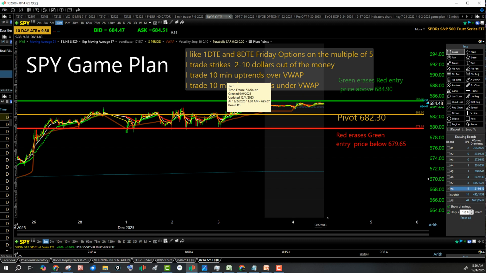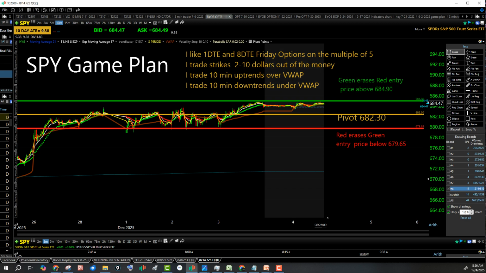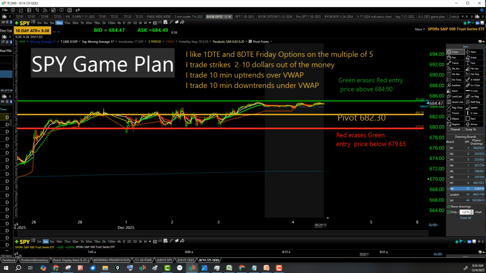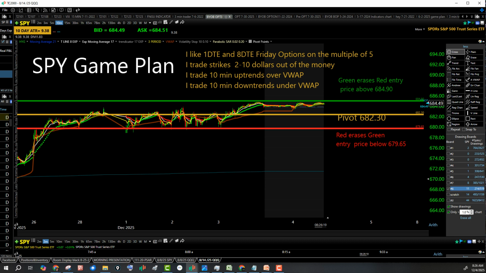I like 1 DTE and 8 DTE Friday options on the multiple of 5, specifically for the open interest, because a lot of open interest usually equates to higher liquidity. More liquidity, again, usually not guaranteed, means a tighter bid-ask spread. And with that, I mean that's less slippage, and that leaves room for me to get in most of the time. Sometimes the market moves fast, and you might have to hit it with an ask order to buy into a long position.